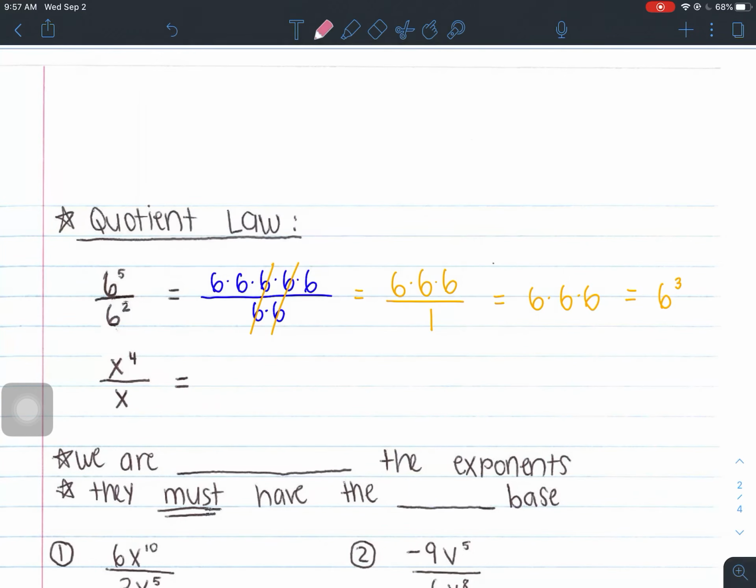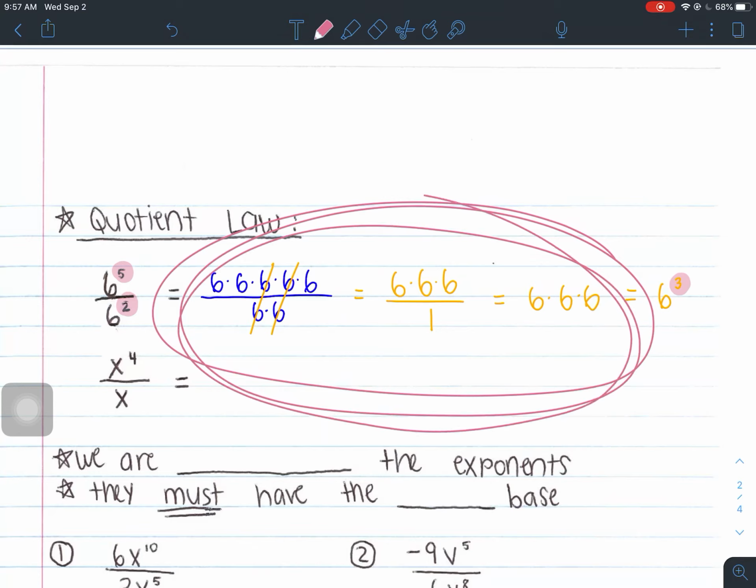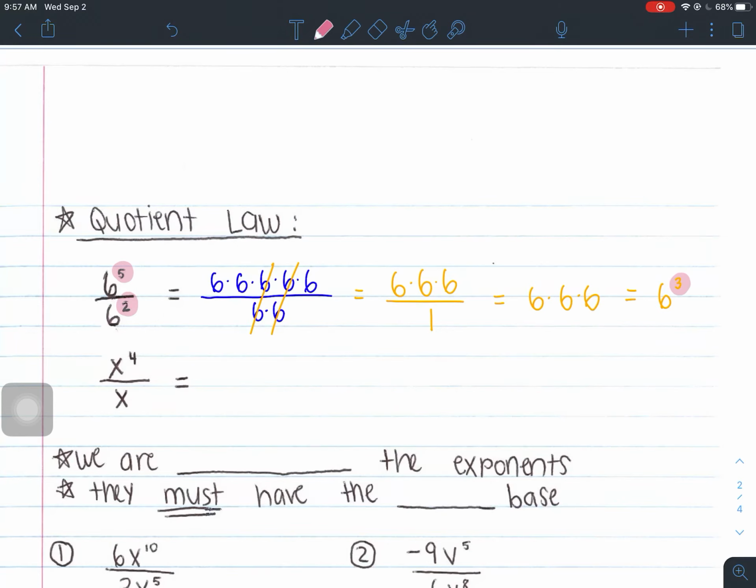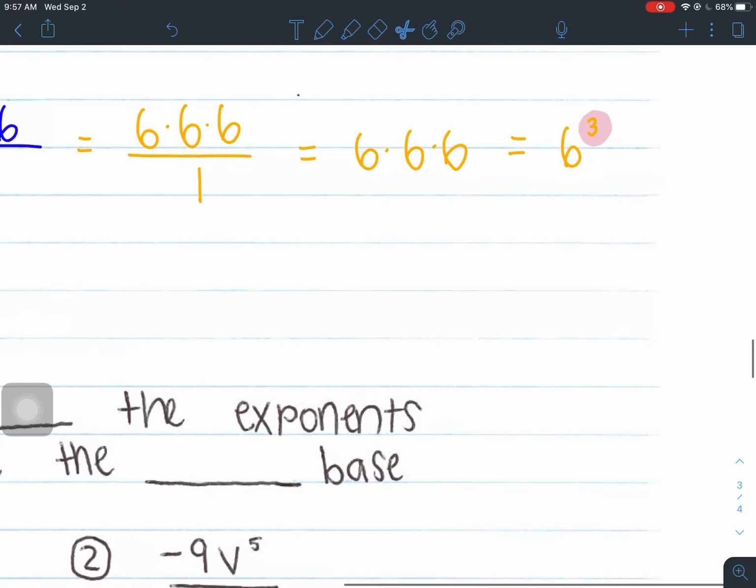So, question. Look at what you started with, and then look at what you ended with. Look at all the work that we had to do in the middle. This is a lot of work each time. So that's why these shortcuts, these laws, are really important. You have to use them to the best of your ability.